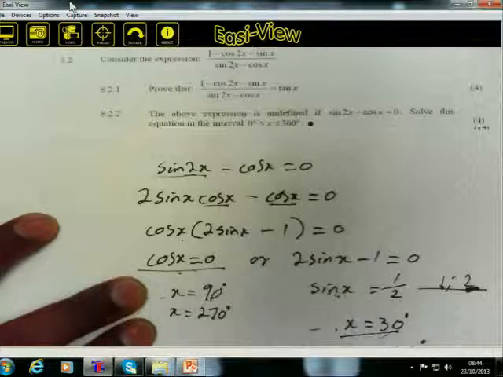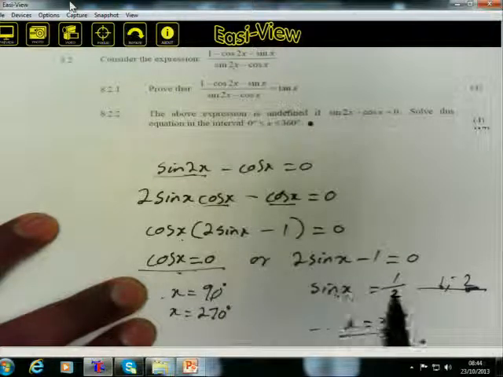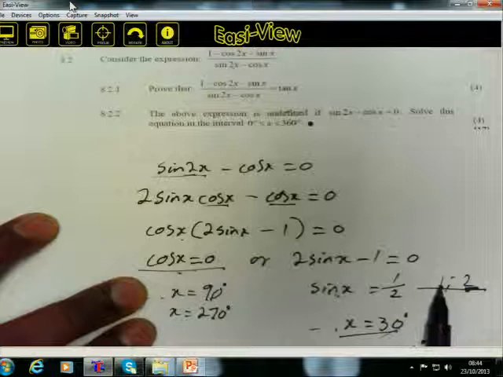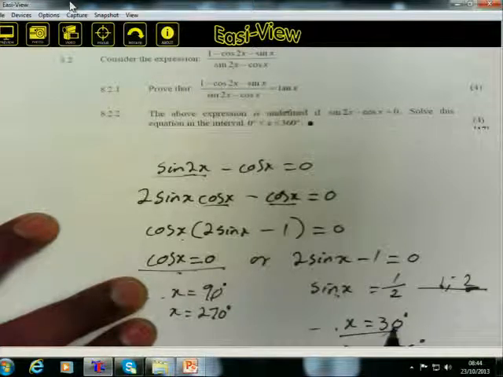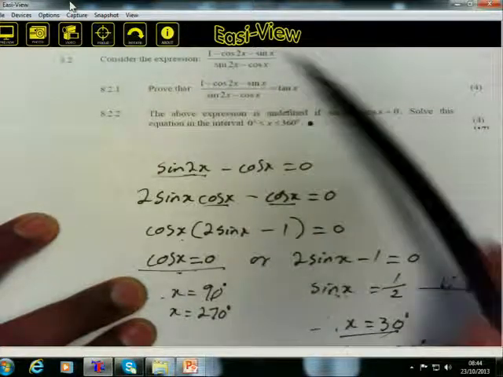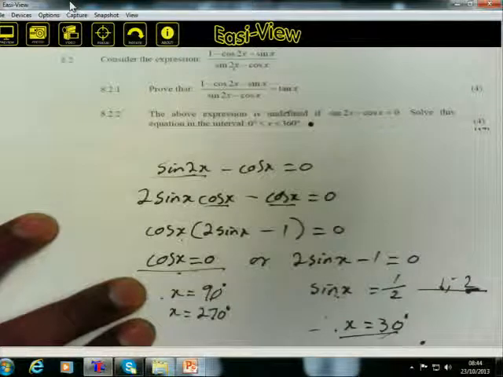Remember, how do we arrive at the two values? We say sine is positive in the first and second quadrants. So this is an angle in the first quadrant, this one will be in the second quadrant. This is how we solve this whole problem.